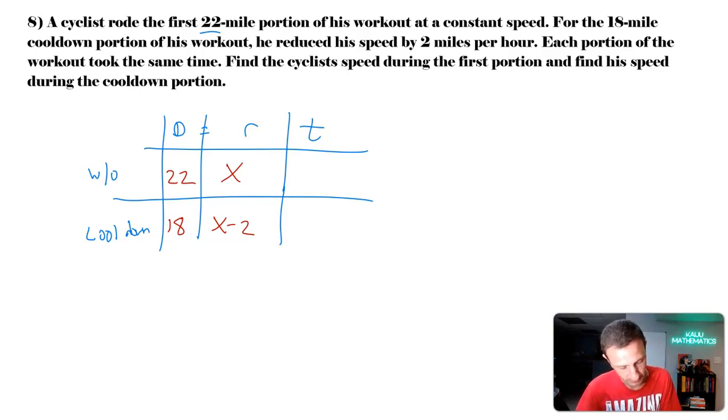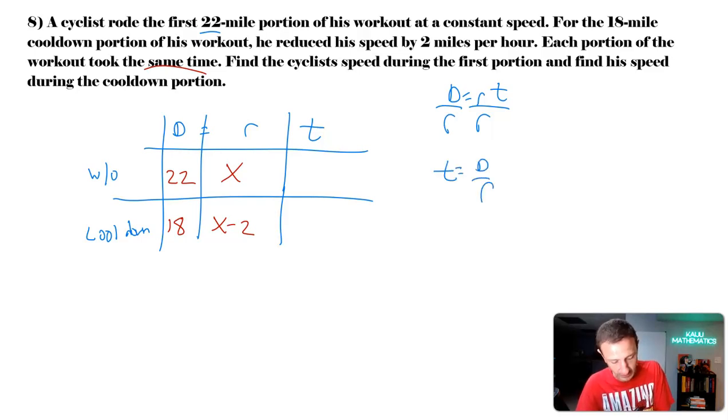And then, what does it say? It says each portion of the workout took the same time. So each portion took the same amount of time, meaning the times were equal. And then what we could do now is solve for time again. So here it is one more time. Distance equals rate times time. We need to solve for time. Time equals distance over rate. So time is 22 over x and 18 over x minus 2.